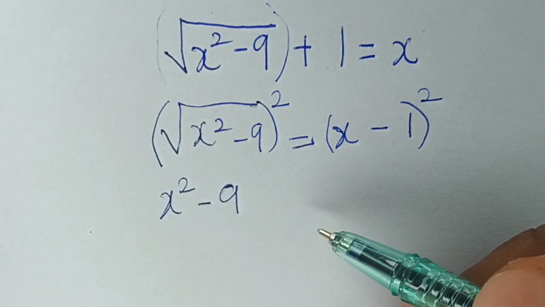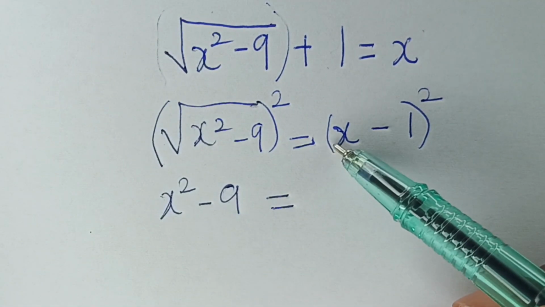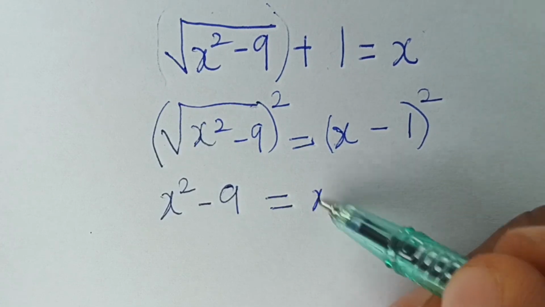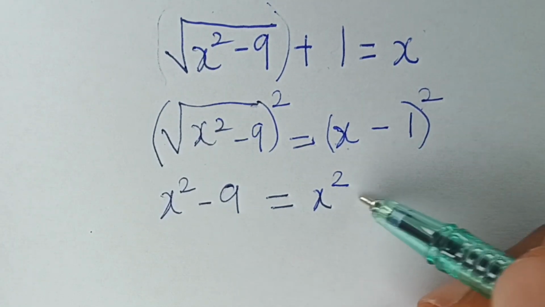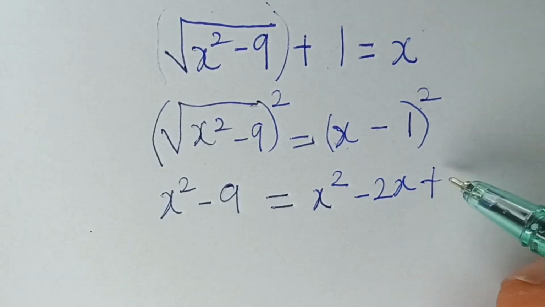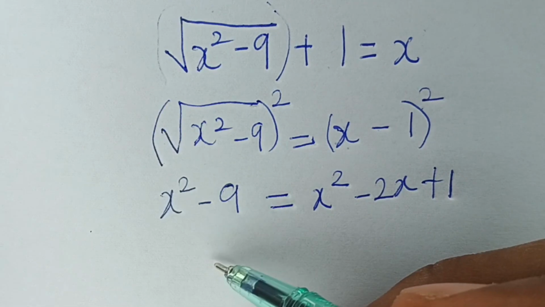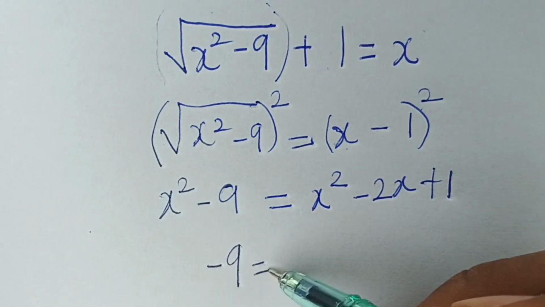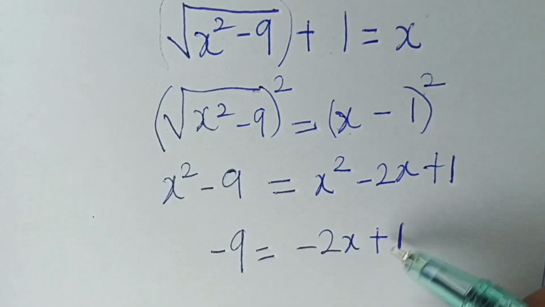Okay, and this is equal to, now, x raised to power 2 is x squared, x times 2 is 2x, times negative 1 is negative 2x, negative 1 squared is plus 1. Okay, now what we have from here is minus 9 to be equal to minus 2x plus 1.